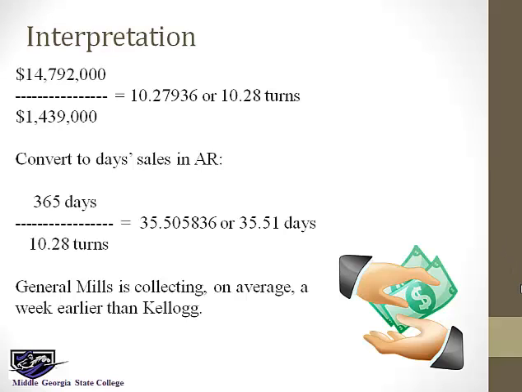So General Mills, on average, is collecting 7 days earlier than Kellogg's. So that's a big difference between the two. It may be that General Mills offers a cash discount and Kellogg's does not, but we don't know. We would have to see their sales agreement to be able to figure that out.